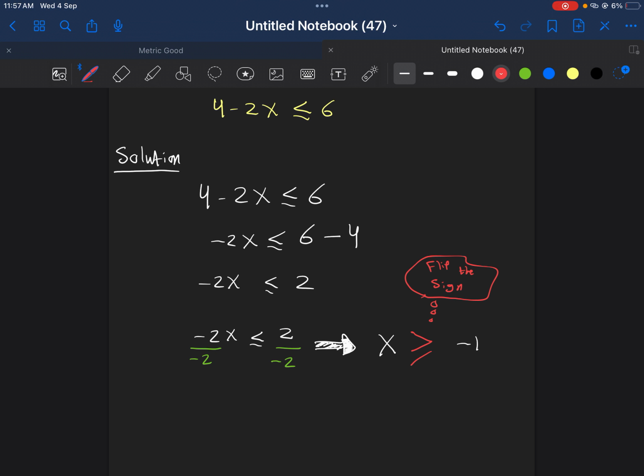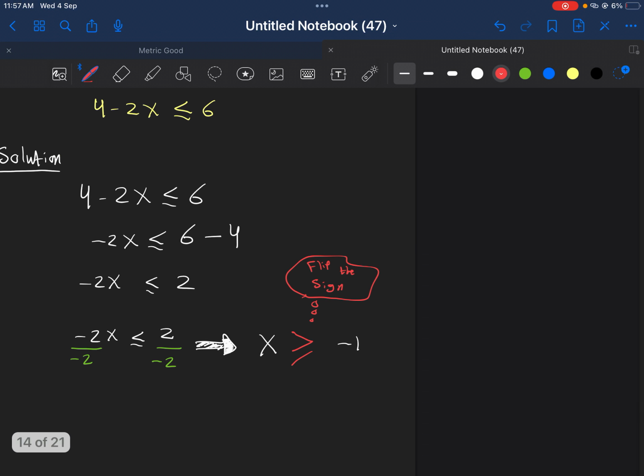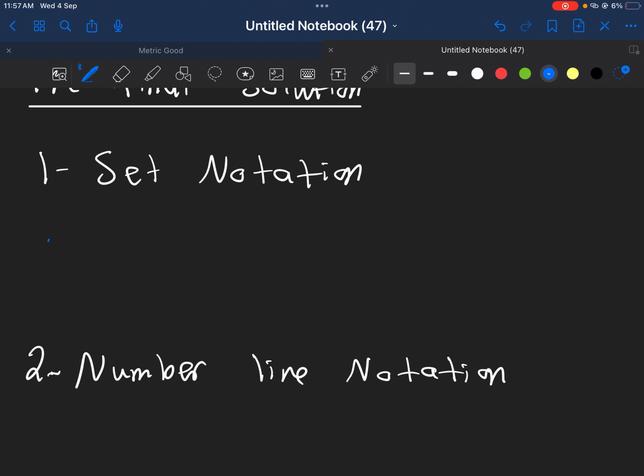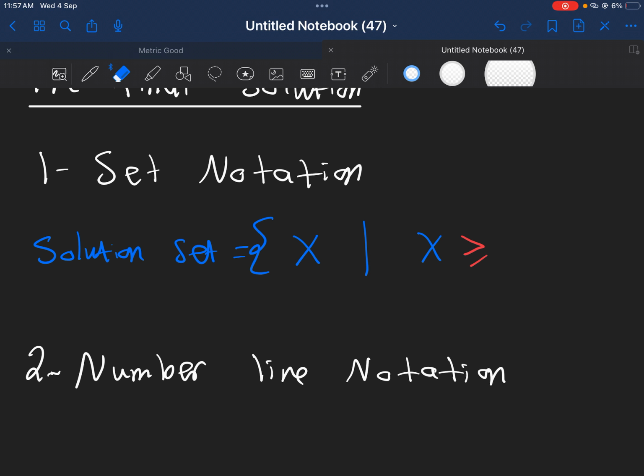Now, of course, we need to write it as a solution set, number line, and interval. So let's go ahead and do it here. Well, the first one is the easy one because solution set is a standard notation. We open a bracket, we write x, we write this bar line, and here we write what we just said, that x is greater than or equal to negative 1. And that's it. That's completely the solution set.